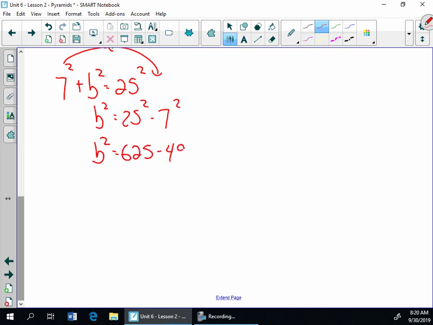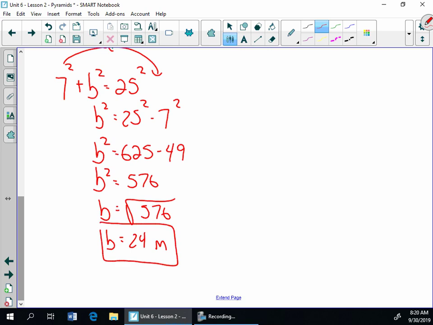625 minus 49 gives us 576. That's B squared. We want B, so we square root it. And B is 24. And why am I doing this? Well, I need the vertical height, right, to figure out the volume of my pyramid.